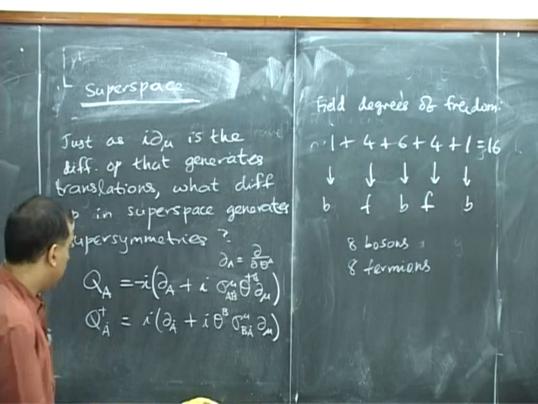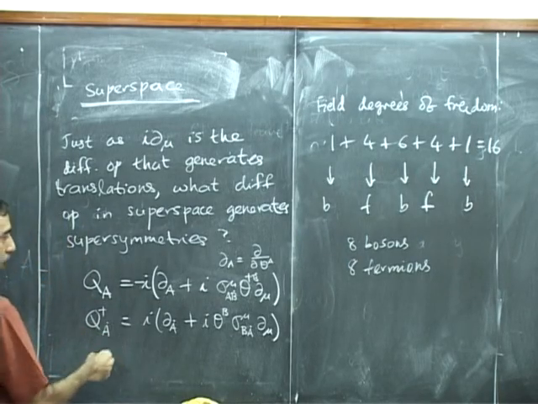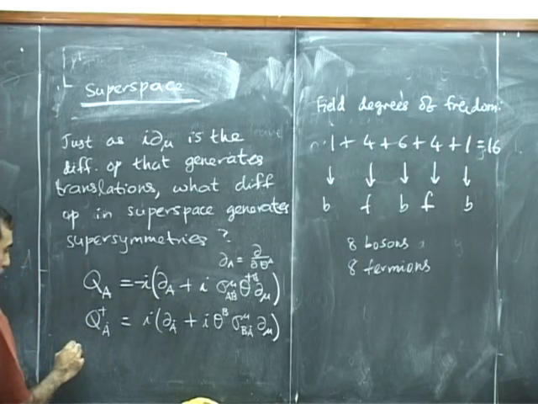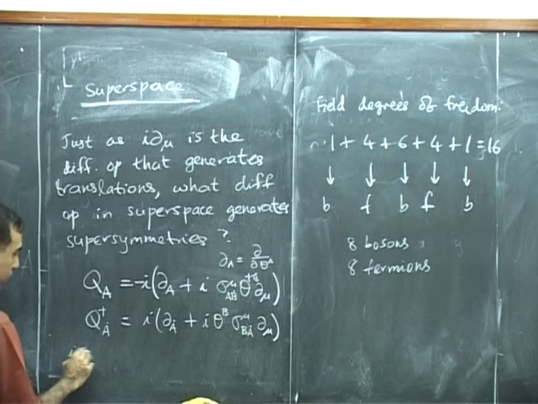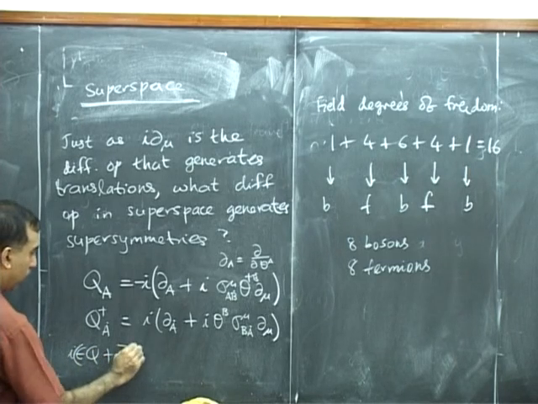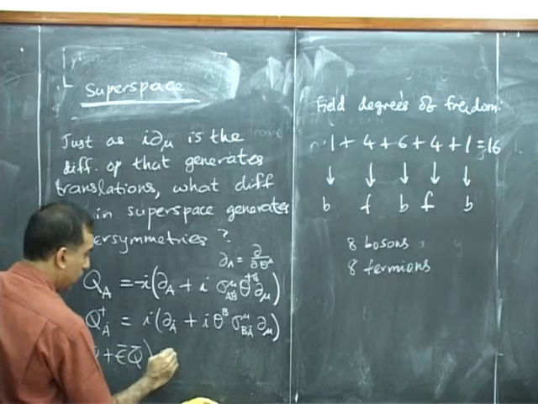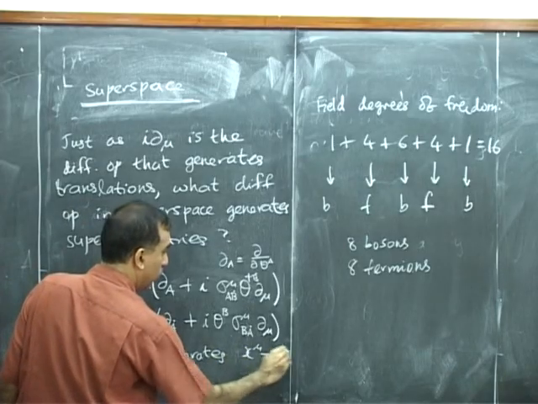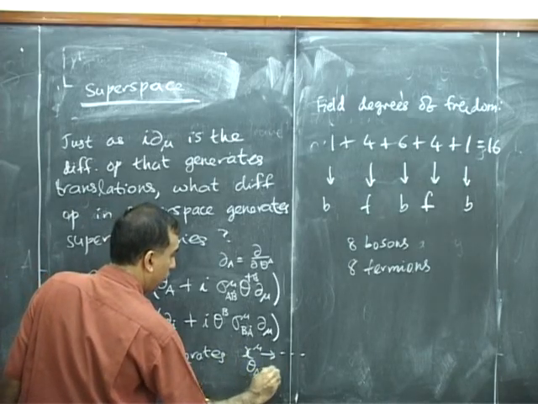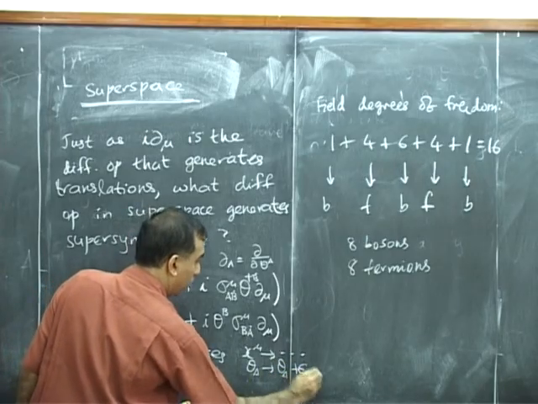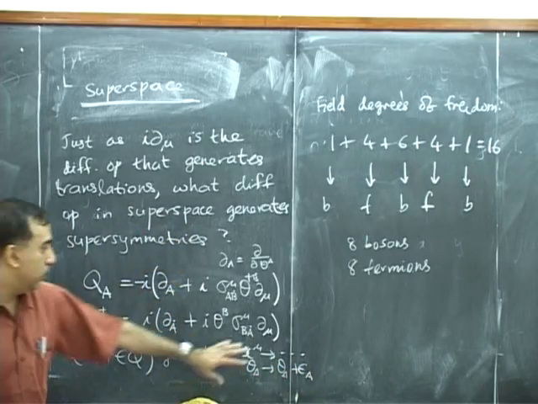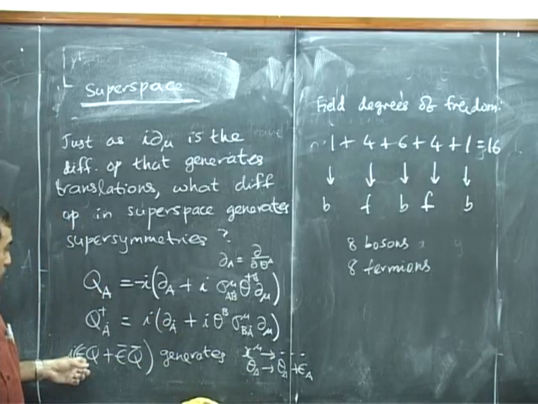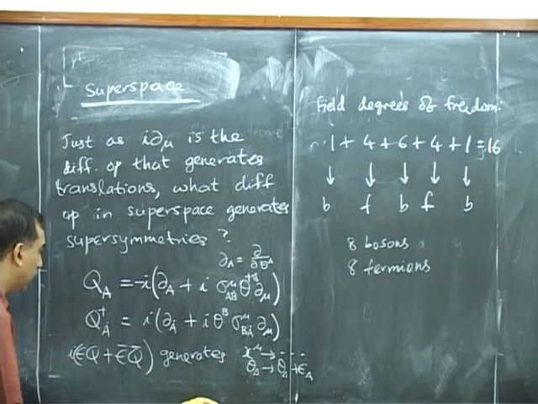And you should check that if I act with i epsilon Q plus epsilon bar Q bar on x and on theta, it generates whatever we wrote earlier, x mu goes to theta. I'm not going to rewrite it. All the supersymmetric transformations in superspace that we wrote earlier are generated by these two differential operators in this combination, epsilon Q plus epsilon dagger Q dagger.